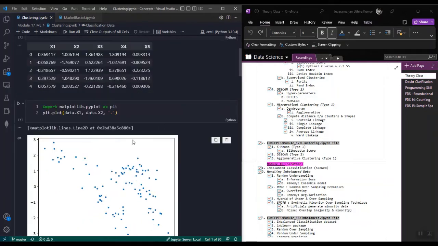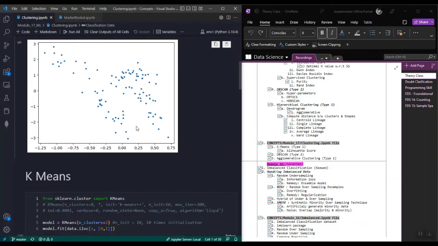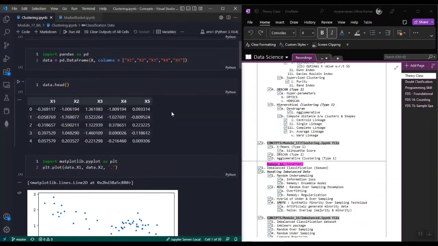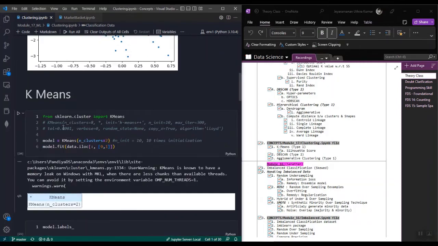Let's plot the scatter plot here. So this is scattered like this. We will use the k-means method to cluster this. We don't have any y labels, we don't have any labels. So we are going to use k-means, which has parameters like n number of clusters which you have to specify, and how many initializations you are going to use, the k-means plus plus method and the number of initializations.